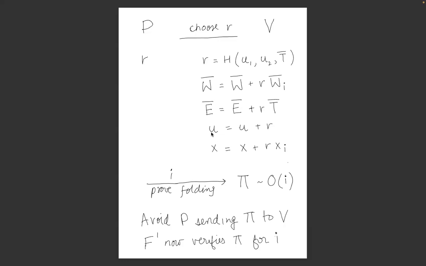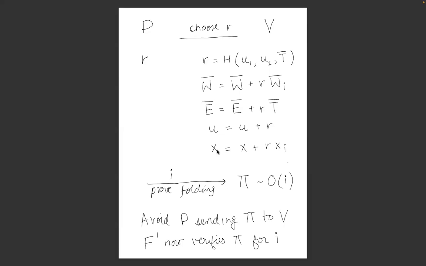And the scalar for the running instance gets updated as U1 plus R times U2, but as U2 is just 1, this becomes U plus R. And then a similar thing happens for the statement X, which is X plus R times Xi, where again Xi is the statement of the R1CS and X is the statement for the running instance.